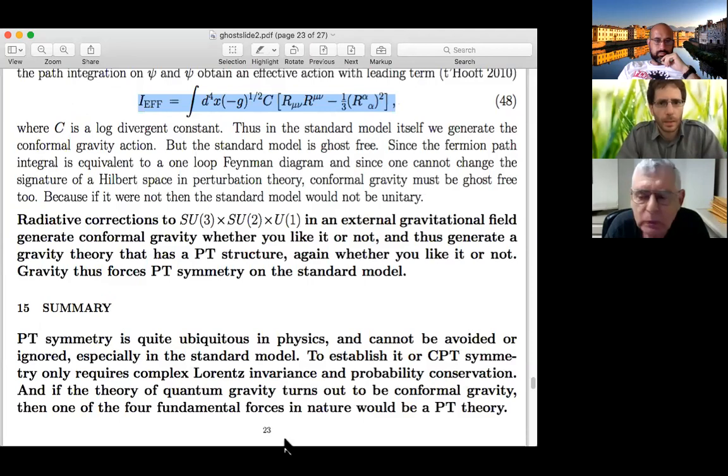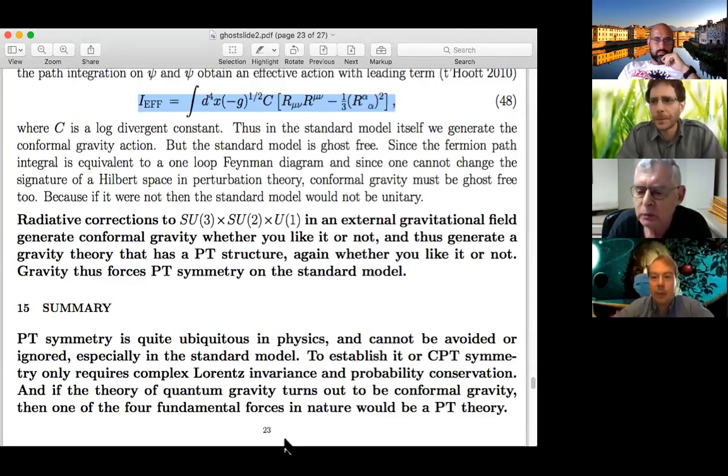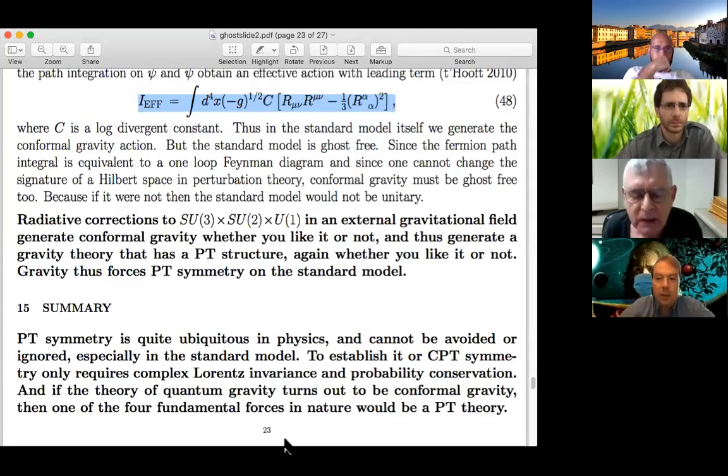Can I ask one question? Sure. What is the classical limit of this PT theory? Okay.